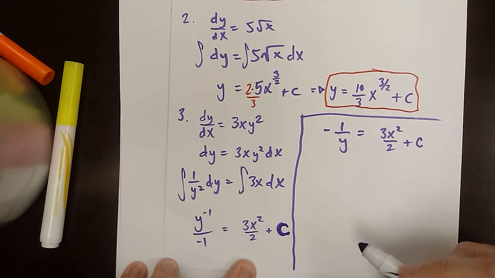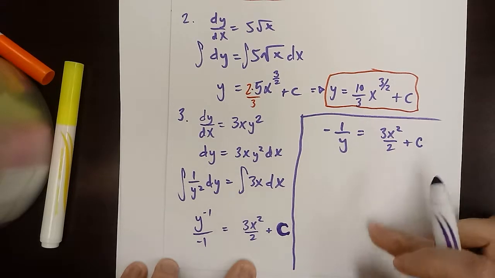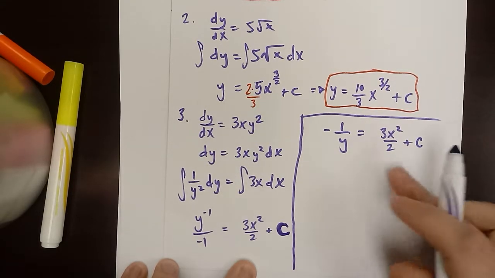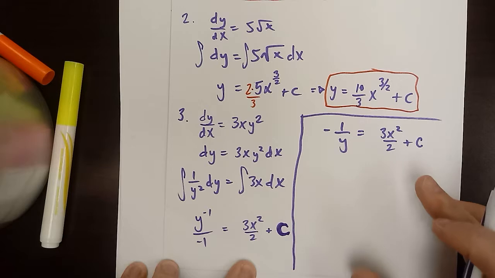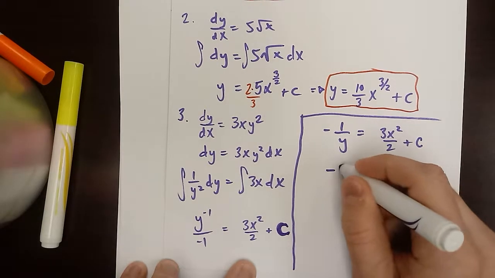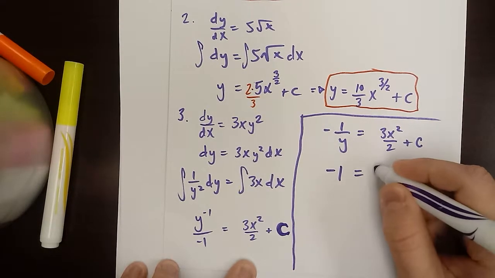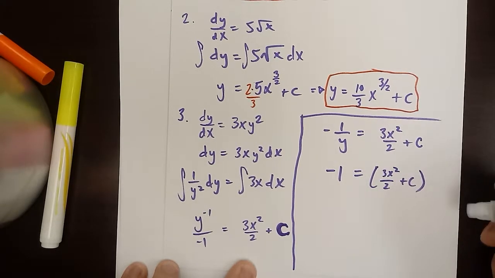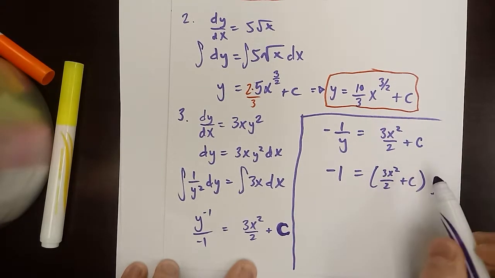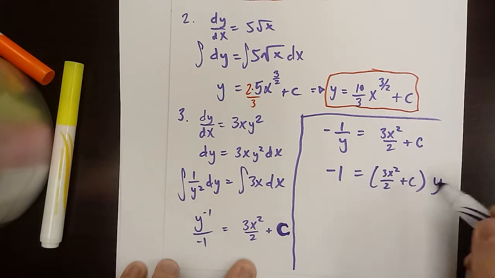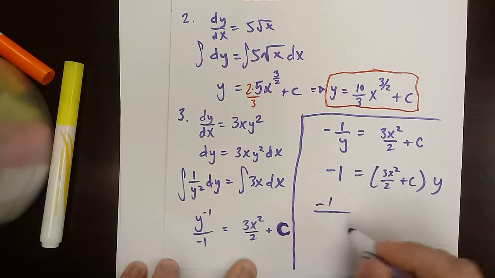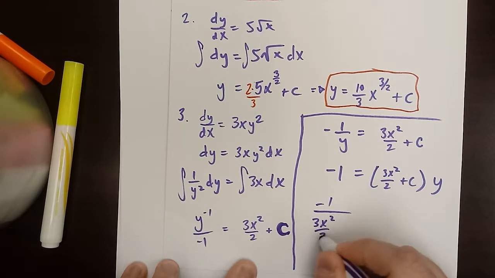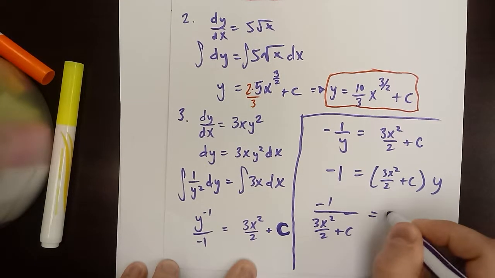And there's a little trick that we could employ that I'm not going to use here where we can reciprocate both sides because I think it's going to make less people understanding and make more people confused. So 3x squared over 2 plus c times y. Right, I'm going to multiply both sides by y and then divide both sides by this mess and get negative 1 over 3x squared over 2 plus c is equal to y.